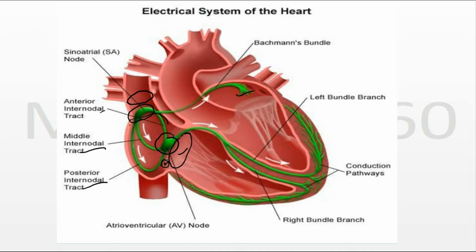From here there is a delay of certain milliseconds in the AV node. From the AV node the current is passed to the His bundle. This is the His bundle. The His bundle is then divided into the left bundle branch and the right bundle branch. The left bundle branch is further divided into the anterior fascicle and the posterior fascicle, and then these bundle branches are further divided into small branches called Purkinje fibers.